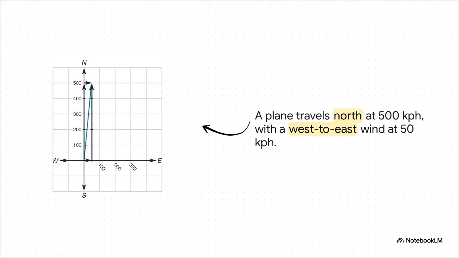Okay, let's map this problem out. We can think of forces like engine power and wind as arrows, which we call vectors. The plane's engine is pushing it straight north at 500 kilometers per hour. At the same time, the wind is blowing it east at 50 kilometers per hour. If you put those two vectors together, they form two sides of a parallelogram. The real question is, what's the actual result of those two forces combined?